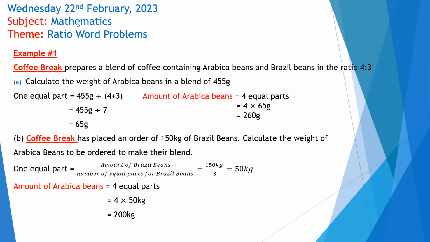Okay, so B, coffee bakers place an order of 150 kilograms of Brazil beans. Calculate the weight of Arabica beans to be ordered to make their blend. So first we have to find one equal part; it won't be 65 anymore. We divide the amount of Brazil beans by the number of equal parts, 150 kilograms divided by 3, which gives us 50 kilograms. Now we have to find the amount of Arabica beans. So we multiply the equal parts by 50, which gives us 200 kilograms.